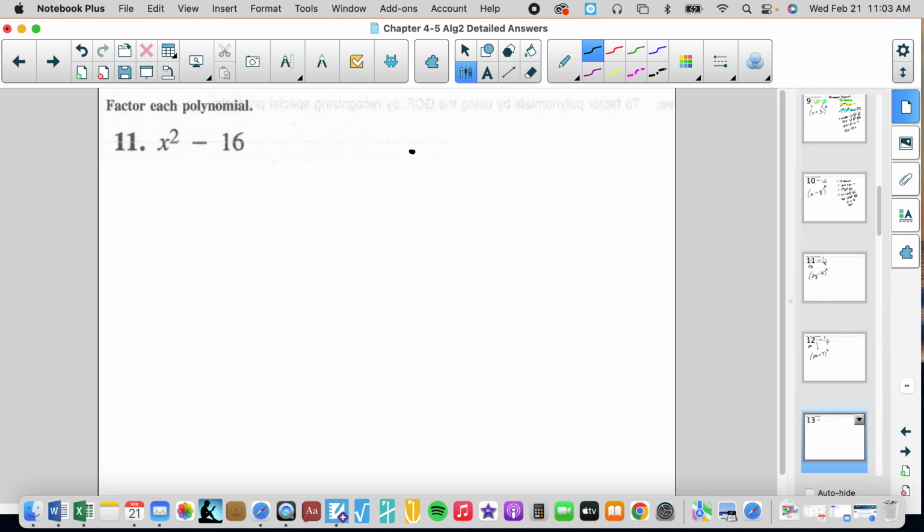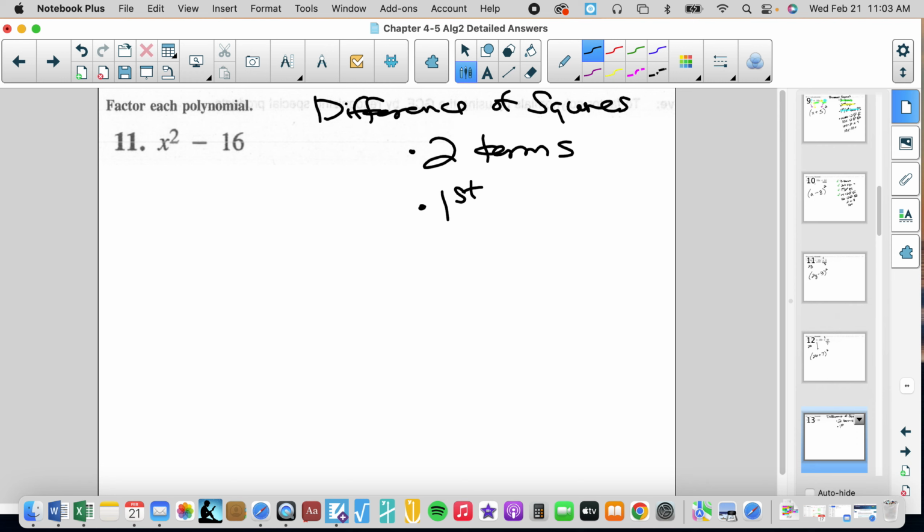Now, this is 2 terms. So is it the difference of squares? 2 terms, yes. Are both terms perfect squares? Yes. And then, is it subtraction between the 2?